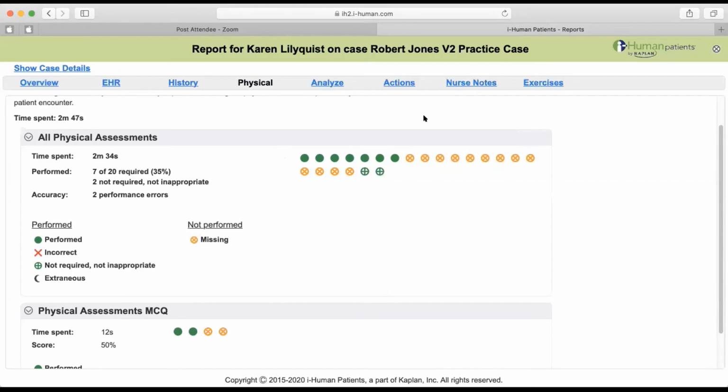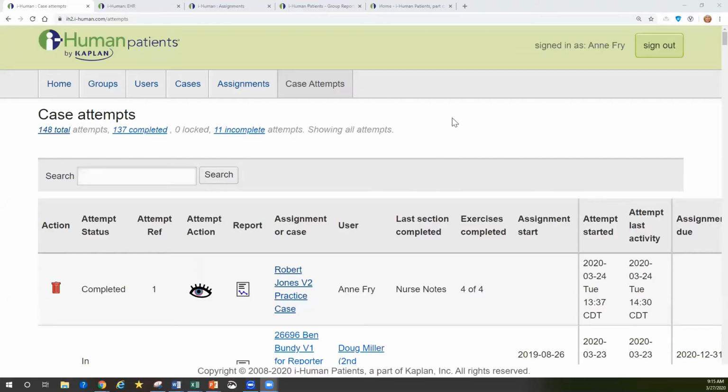And then there is additional reporting for faculty. And so I'll stop sharing and we can talk a little bit more about that. Thank you so much, Dr. Lilliquist. I will go on and share again my screen, and I'm going to actually share the faculty side of iHuman Patients.